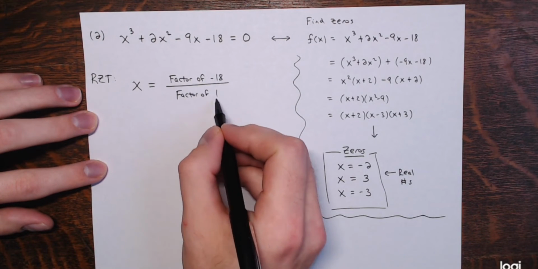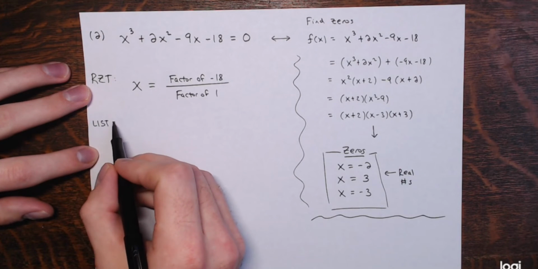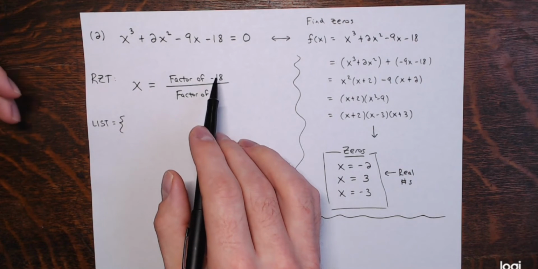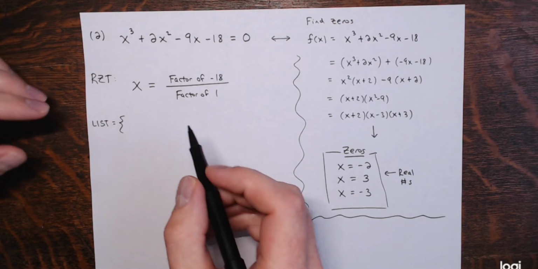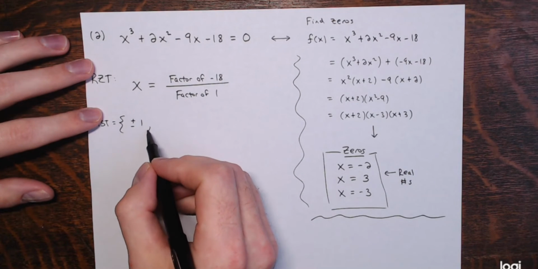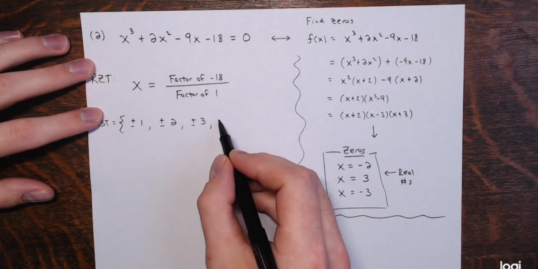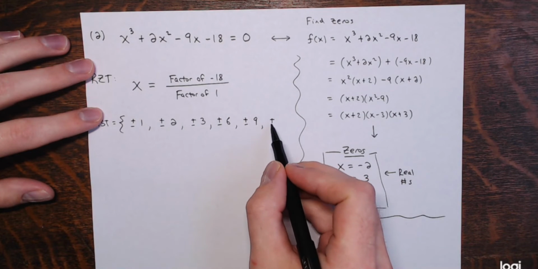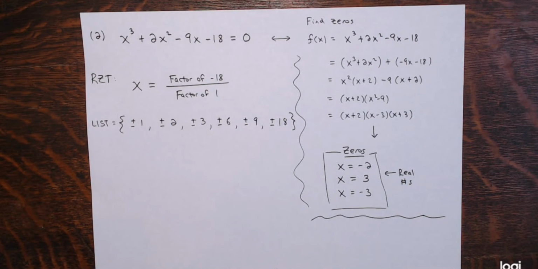The lead coefficient. So basically, when I talk about the list of possible rational zeros, it's just the numbers that go into 18 evenly, because the denominator is always going to be 1. Right? So positive or negative 1, positive or negative 2, positive or negative 3, positive or negative 6, positive or negative 9, and positive or negative 18. Right, here's a list of your possible rational zeros.